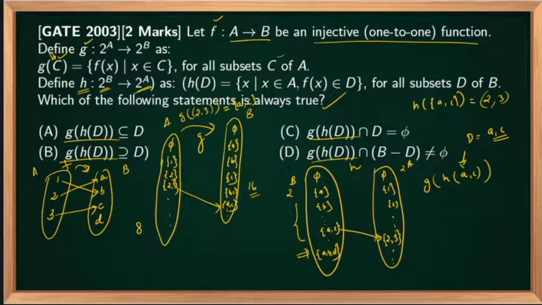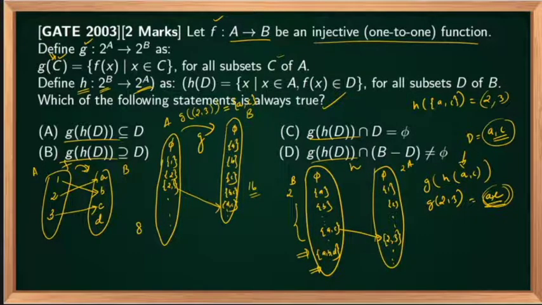Then h of a comma c is 2, 3, right? And g of 2, 3 is nothing but AC. So we are getting AC, okay? So when the input is AC, we got the output as A, comma C, the same output. So choice A may be true, choice B may be true, right? Let's see, maybe we have to take an example which actually breaks this condition. One thing I know is that D is not an image of any element in A, right? So let's take a subset here that involves D and see what happens.